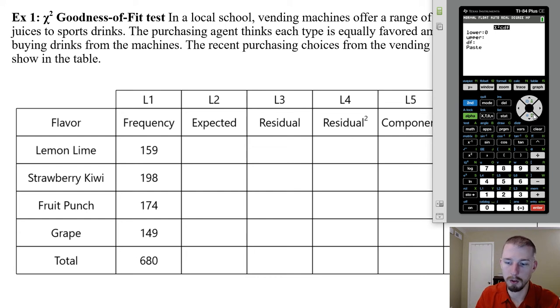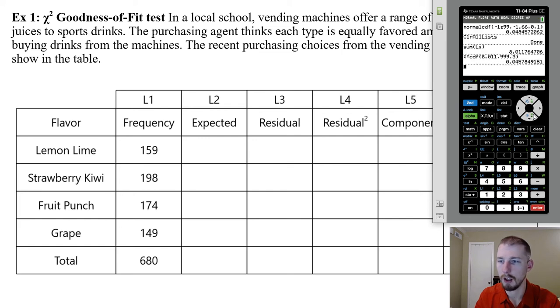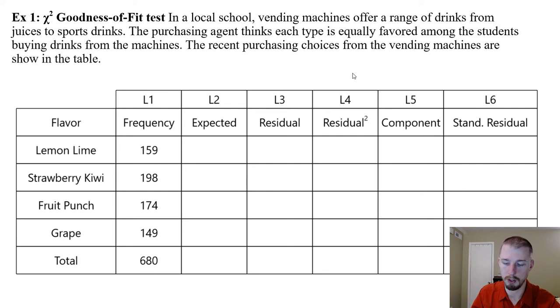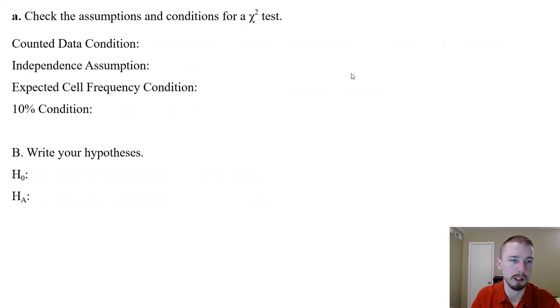The lower limit is going to be 8.011, I believe. The upper limit is going to be positive infinity, 999. Degrees of freedom are going to be 3 in this case, and then we hit paste. Alrighty, and so that gives us a p-value of basically 4.57 or 4.6 if we wanted to round, which would be, if we were testing that with a 5% alpha level, that would be statistically significant.